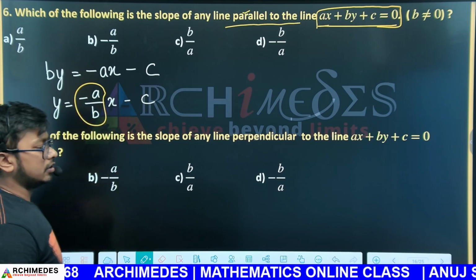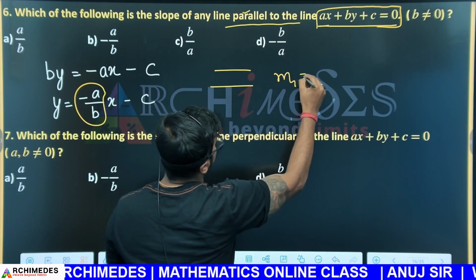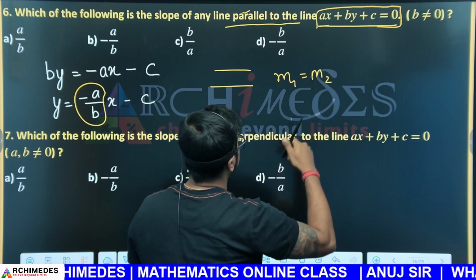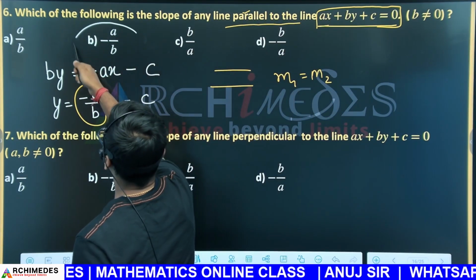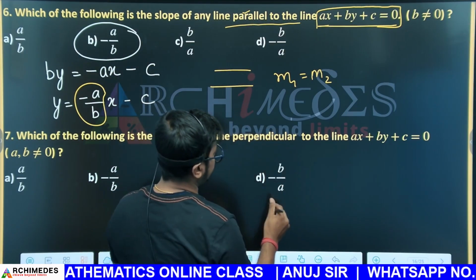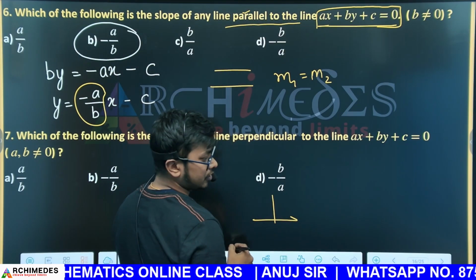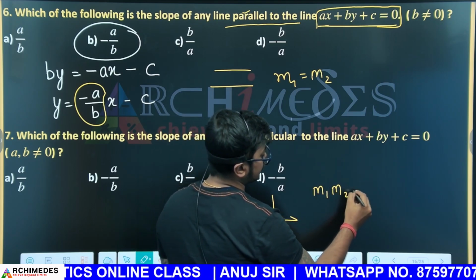So we know that when two lines are parallel, then the slopes are equal. M1 is equal to M2. So any line which is parallel to this line also has a slope minus a by b. But what about perpendicular? If they are perpendicular, what is the slope relation? M1 into M2 is equal to minus 1.